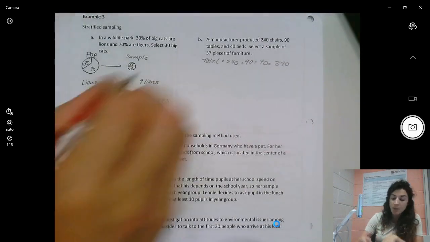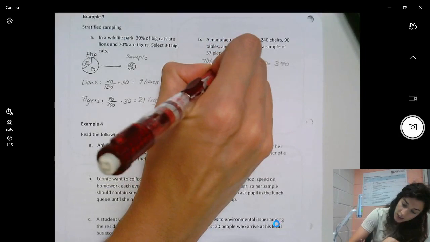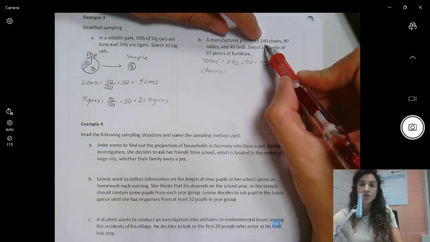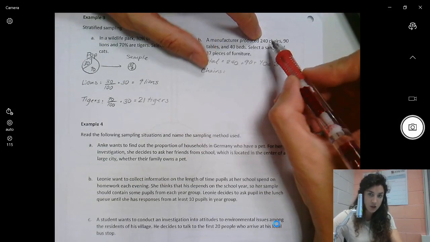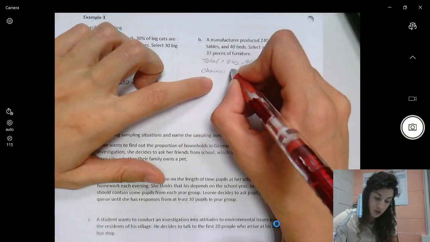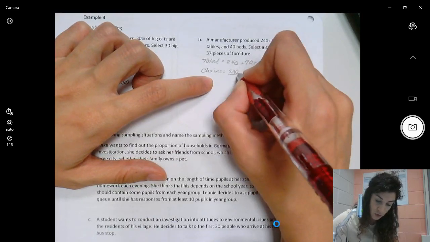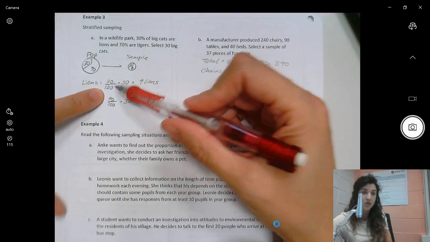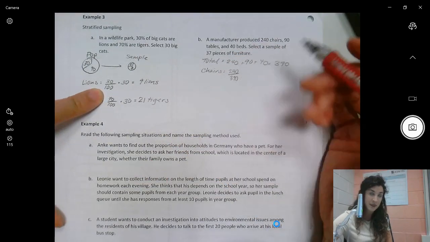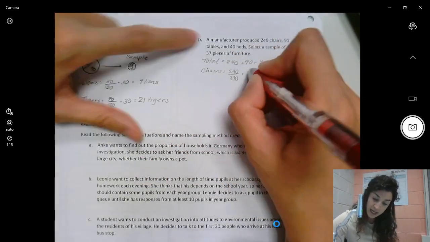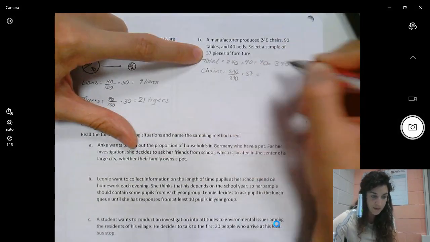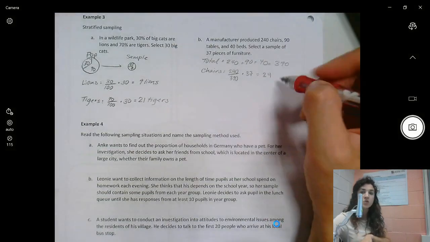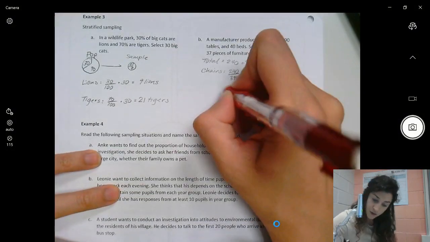370. So if we want to pick a total of 37 pieces of furniture, the chairs are 240 out of the total pieces of furniture. So we would do the percentage of it, which is your part over the whole, 240 over 370. It's like 30 over 100. It's just a different way of representing the percentage. And then you multiply that by 37, and what you get is 24. So you need to pick out 24 chairs.